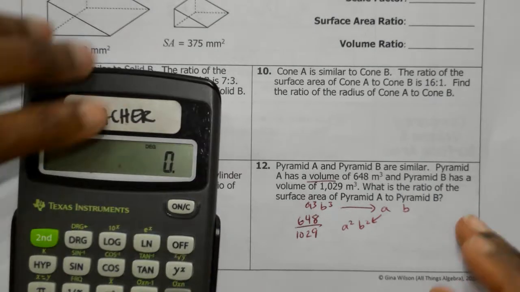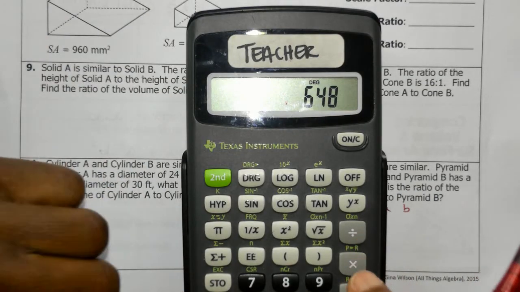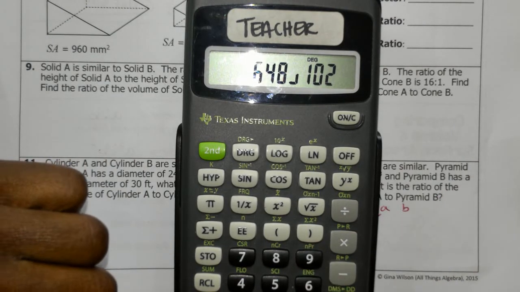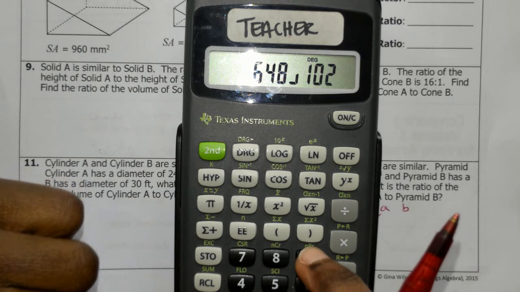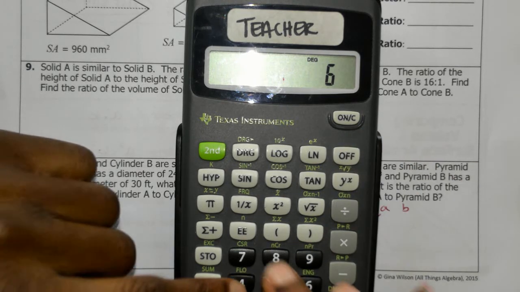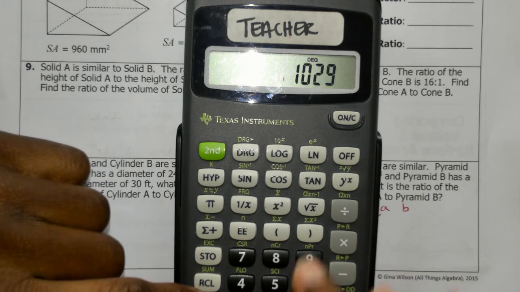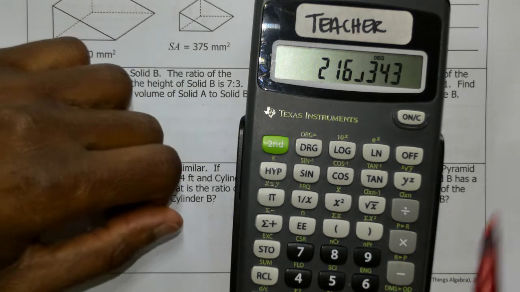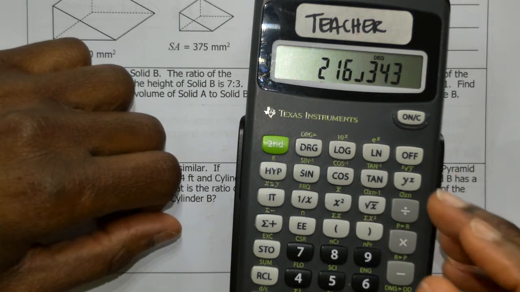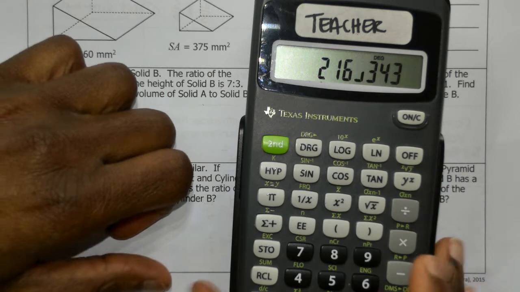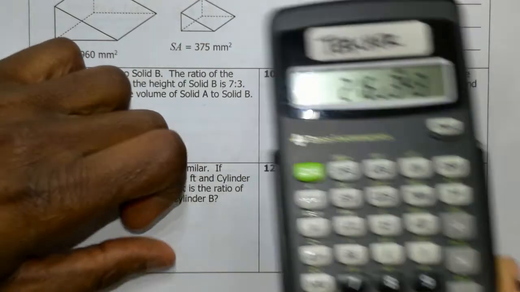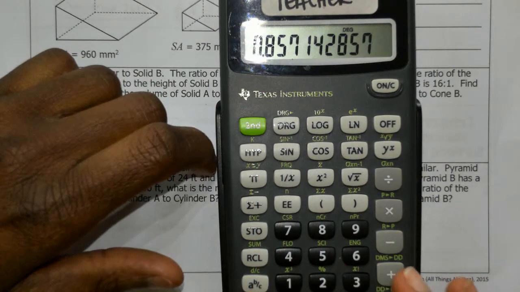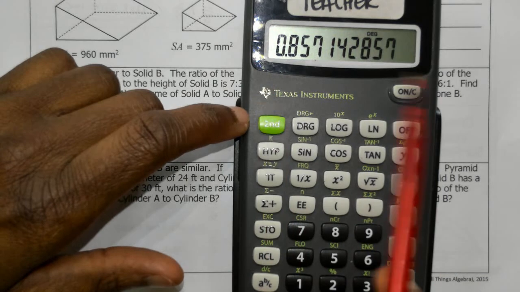Alright, so to get 648 and 1029, okay, old school. So 648 divided by 1029 equals that number. So as a fraction, this is the volume. That's just changing from fraction to decimal, or decimal to fraction. So that's our fraction for the volume. So we still need to cube root that to get the fraction for the scale factor. That's it as a decimal.